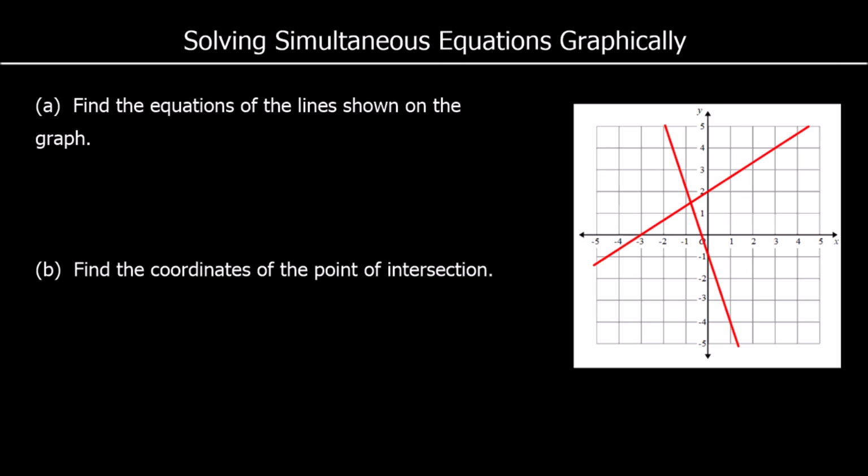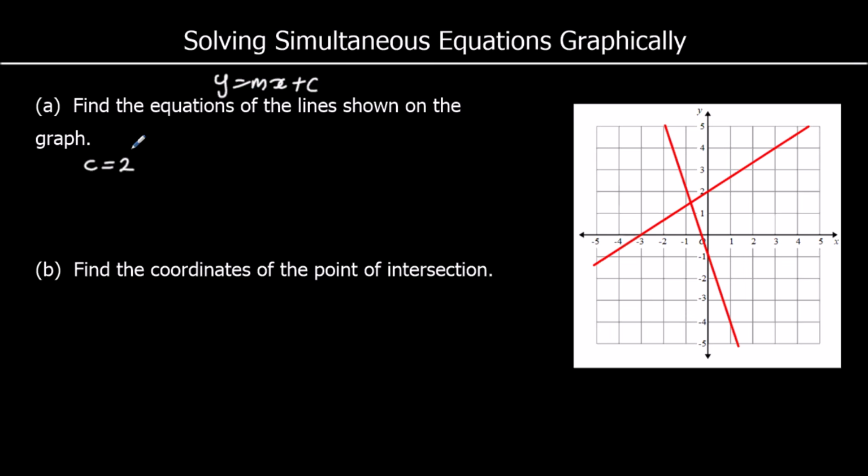Here we have a different type of question. The question says find the equations of the lines shown on the grid. So we need to work out the equations. So if we start with the line with the positive gradient, it's got a y-intercept of 2. So we can say c is 2. The lines are going to be in the form, they're straight lines, y equals mx plus c. So m is the gradient and c is the y-intercept.